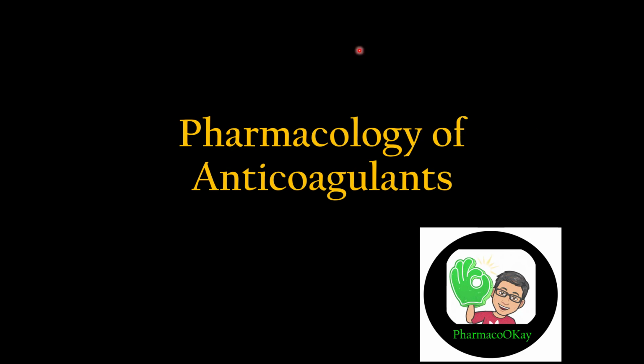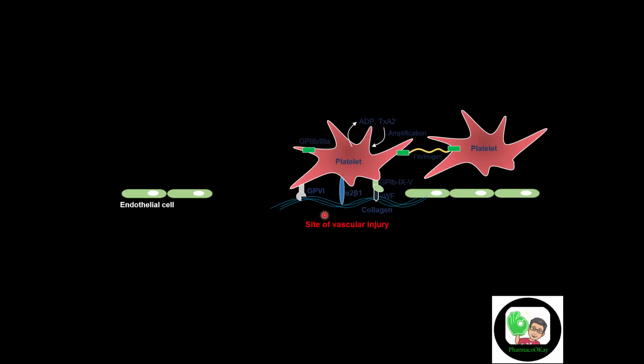Today I'm going to talk about the pharmacology of anticoagulants. As shown in the previous video, platelet aggregation plays an important role in stopping bleeding, and in addition to that, overactivation of platelet aggregation could produce a thrombus which leads to ischemic events such as myocardial infarction or ischemic stroke.